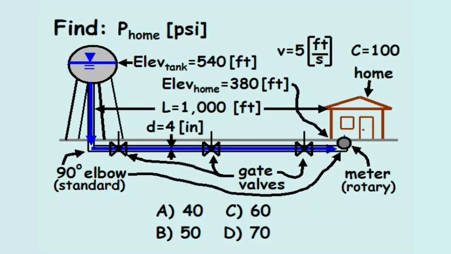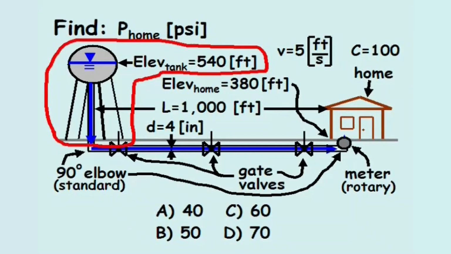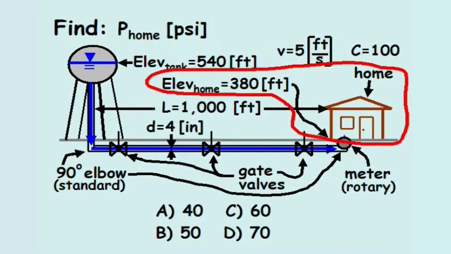Find the pressure at the home in pounds per square inch. In this problem, water is stored in an elevated tank with a water surface elevation of 540 feet. The elevation at the home, where the pressure is tested, is 380 feet.